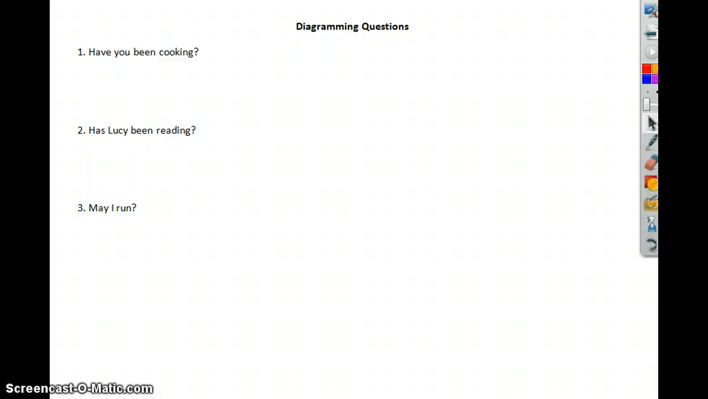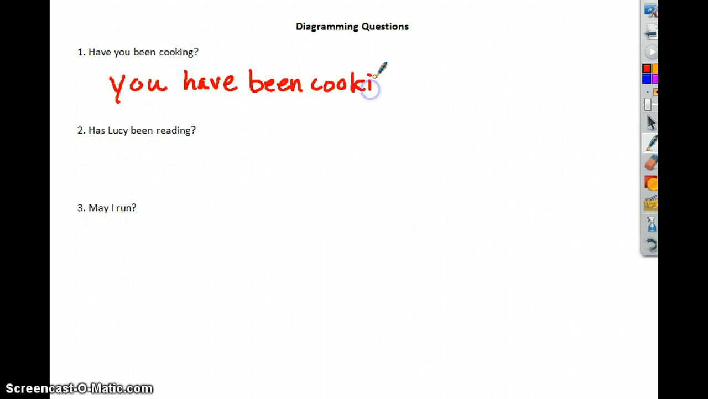So what I always tell people to do is before you diagram a question, find the subject by flipping that question into a statement, okay? And it's done exactly like this. Have you been cooking? Question. If we flip that into a statement, it would be, you have been cooking. And hopefully, when you look at that, you'll realize that the subject doing the verb, doing the cooking, is you. And have been cooking is our predicate. It answers the question, what about you?